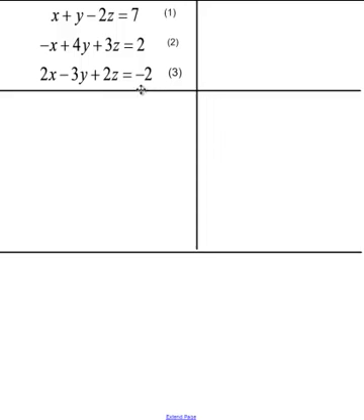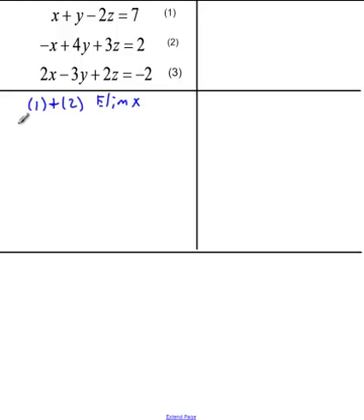The next step tells us to choose any pair of equations and eliminate a variable. What I noticed is that if I use the first equation and the second one, it's very easy to eliminate variable x, because if I add them up, x and negative x will give me 0. That's why I'm going to add equation 1 plus equation 2, and eliminate variable x.